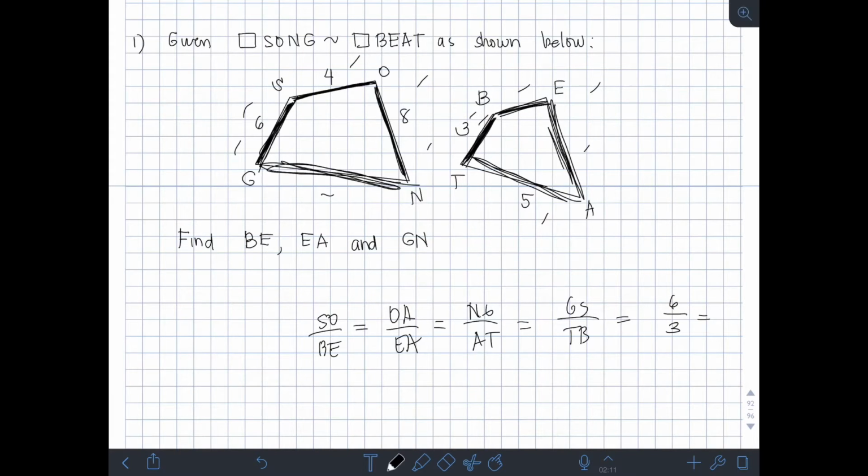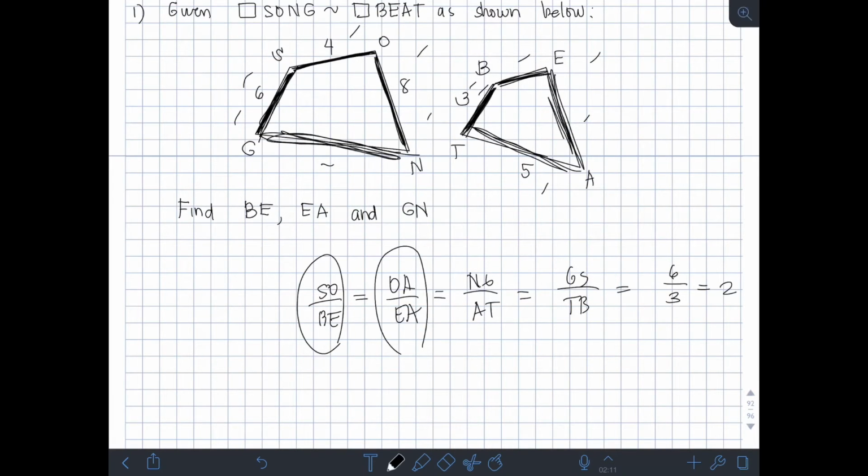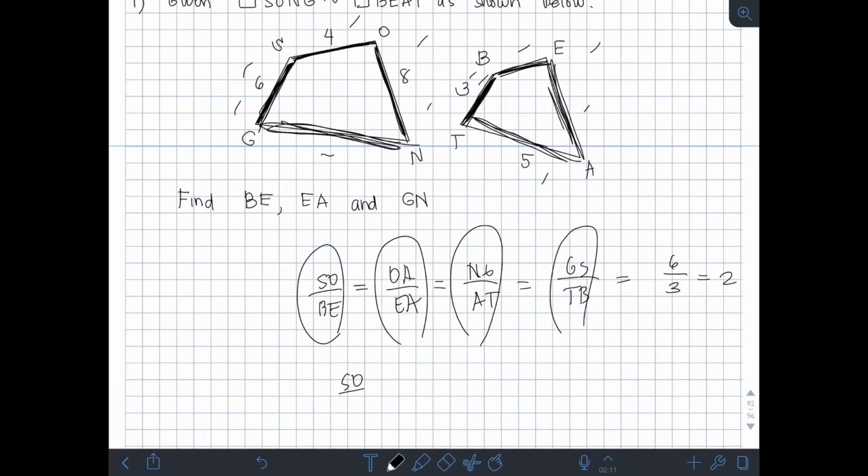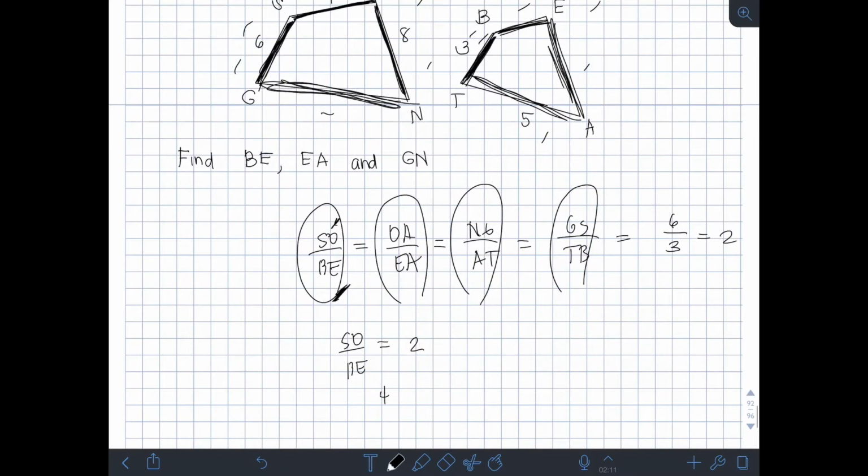Or, equal siya sa 2. Right? So, lahat ng equation natin na to, dapat naka-equate sa 2. So, let's say sa SO over BE, equal siya dapat sa 2. Right? So, hanapin natin yung BE. So, given kasi yung SO na 4, so 4 over BE dapat equal sa 2.